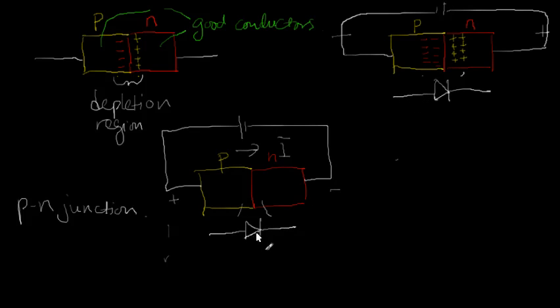Okay, so this triangle, which looks like an arrow in this direction, the direction of this arrow tells us the direction that the current can flow in. So in this case, current can flow this way, but current cannot flow this way. So this is a diode.